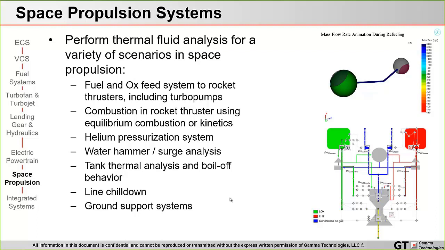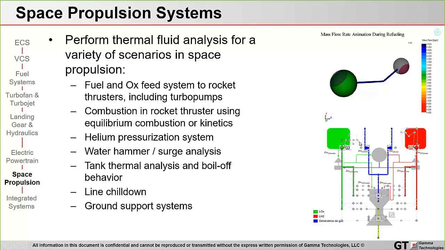Now, switching gears here to talk about space propulsion systems, there's a variety of different thermal fluid analysis that can be done in the area of space propulsion. And this includes looking at, for example, fuel and oxidizer feed system lines leading to rocket thrusters. And that includes the ability to put in components like heat exchangers, turbo pumps, valves, and so forth. And also the user can look at combustion inside the rocket thruster using either our equilibrium combustion model or finite rate chemical kinetics.